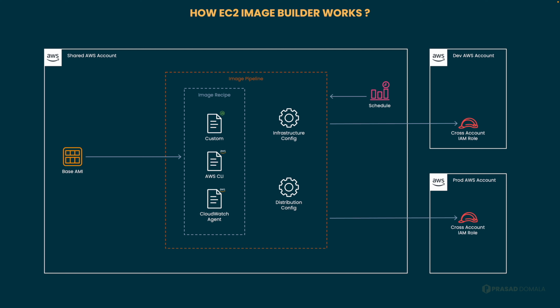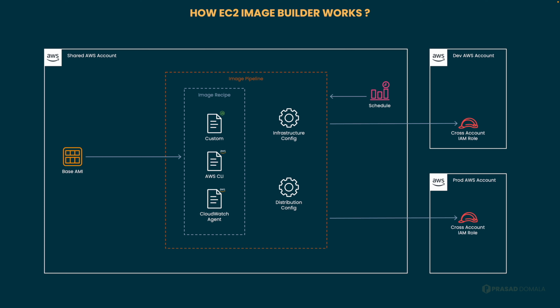So whenever the pipeline is triggered, Image Builder takes the base image, launches an EC2 instance based on the infrastructure config, installs all the components defined in the image recipe, and finally distributes the AMI based on the distribution config. And for the sake of this demo, I have 3 accounts: shared, dev, and prod, and we'll be creating the image pipeline in the shared AWS account and distribute it to dev and prod AWS accounts.